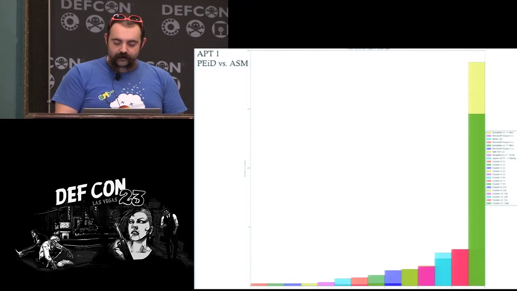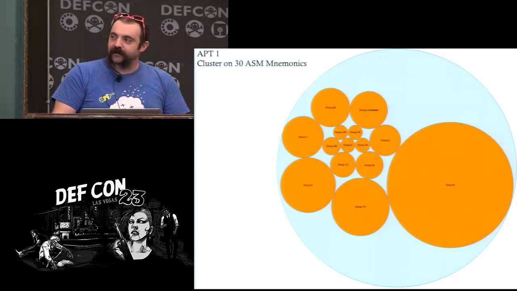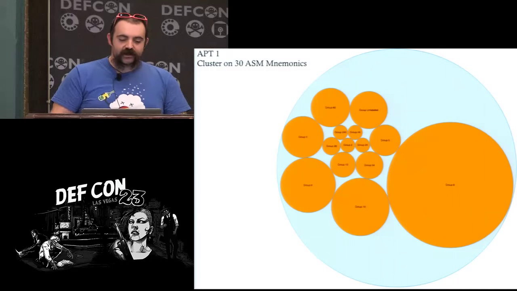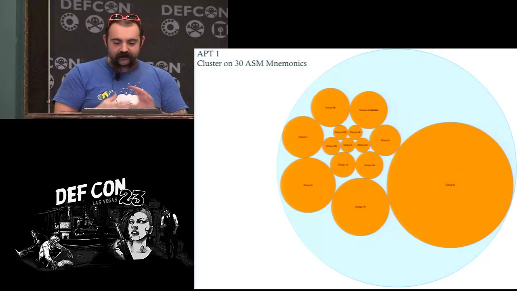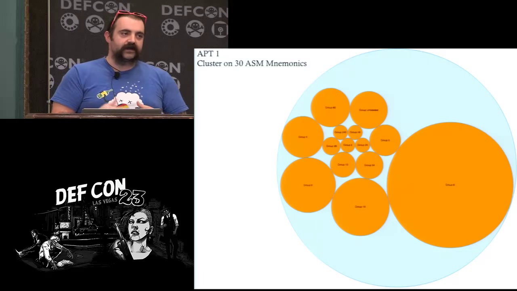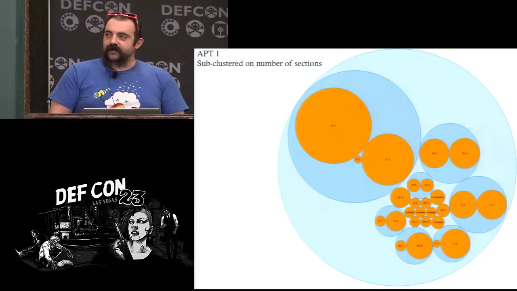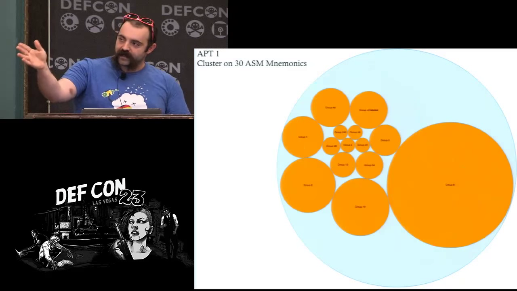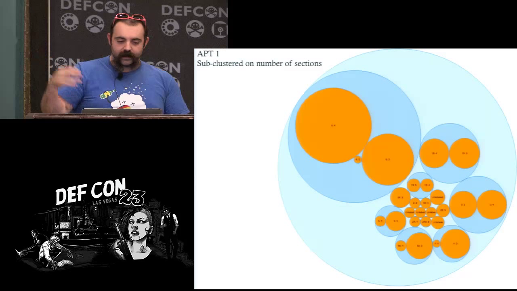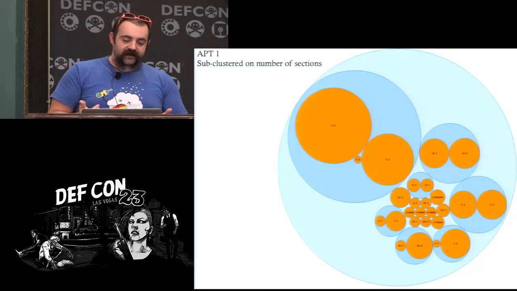One of the other ways you can represent this is these neat looking bubble graphs, right? It's not really science unless you have sweet graphs. So this is just clustered on assembly mnemonics. Once again, representing what you could see, this one really large cluster and these other ones. But the signature language and this work revolved around a couple other features. So what do they look like? All right. So the darker blue is the group. In this case, the big orange one is the big dark blue one. And then within that one cluster, based only on assembly mnemonic similarity, you now have these three subclusters based on number of sections.